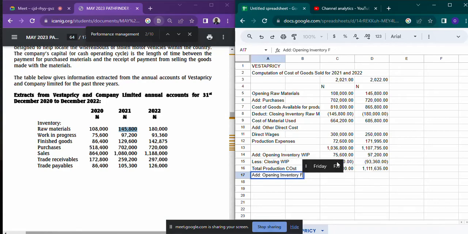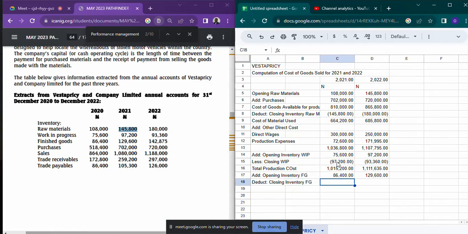Opening finished goods inventory. That's how much? 600 and what? 129,600 and deduct closing inventory. That's how much? 129,600 and what? 387.